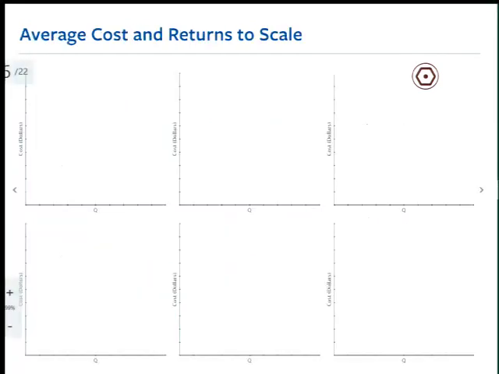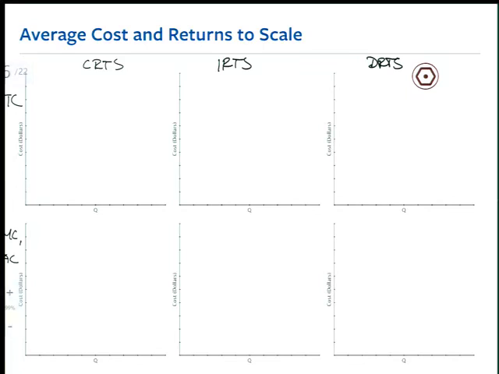Well, how does this relate to total cost and average cost and marginal costs in the long run? Okay, so these top three graphs here are going to be total cost. The bottom three graphs are going to be the corresponding marginal cost and average cost curves in the long run. The first one I'm going to do here is constant returns to scale. Then increasing returns to scale, and then decreasing returns to scale. Okay, constant returns to scale.